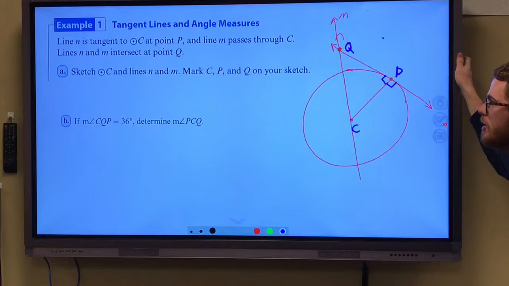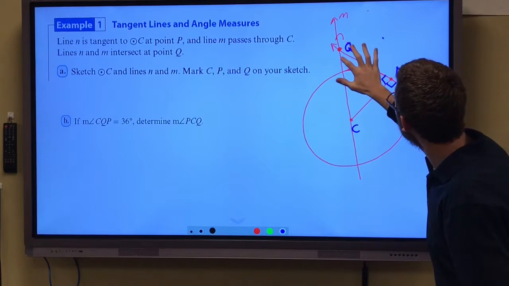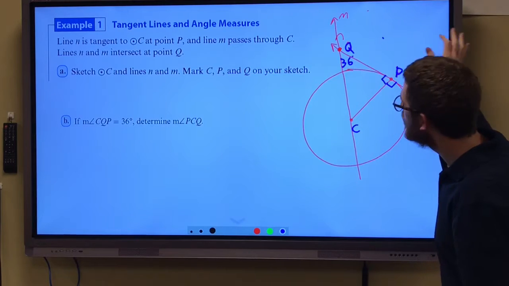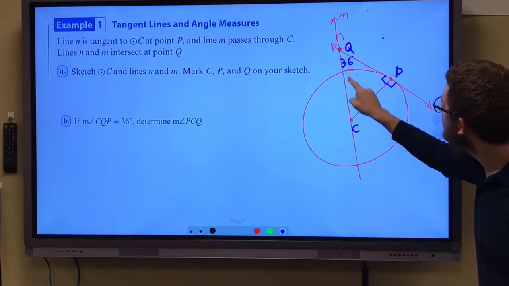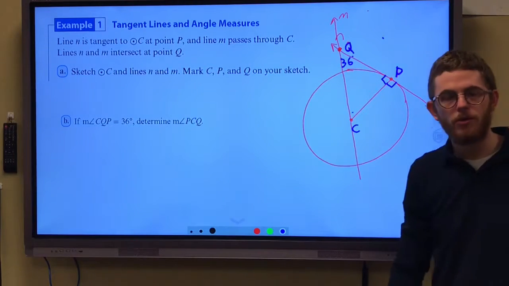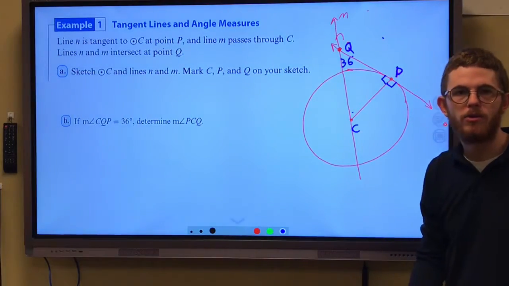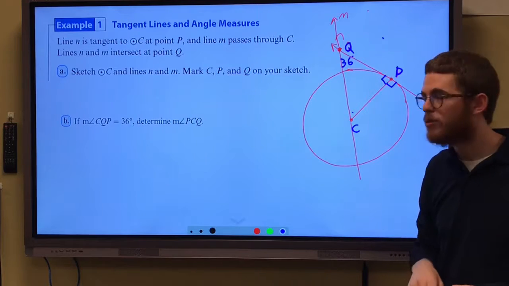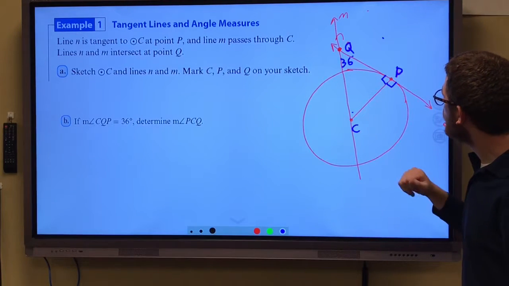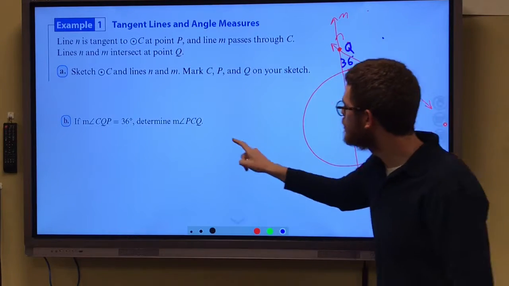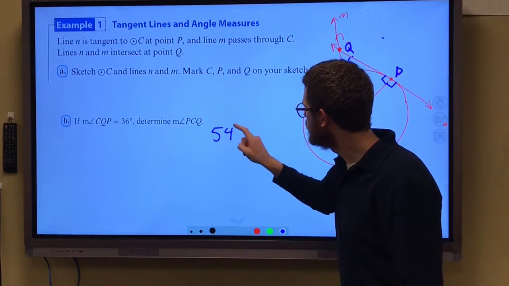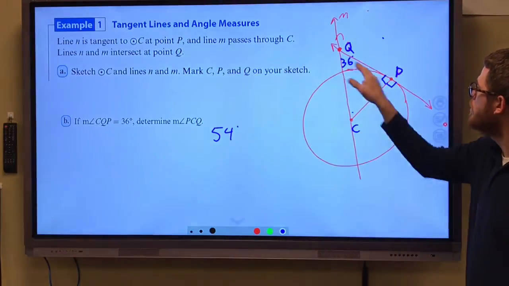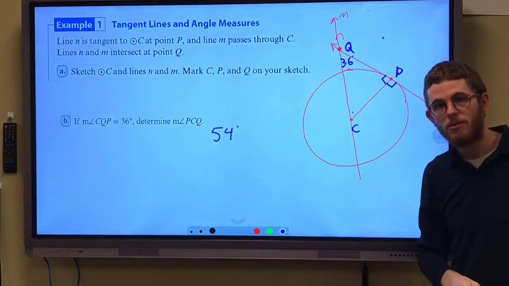If angle CQP is 36 degrees, CQP right here is 36 degrees, we want to find PCQ. We want to find the third angle to our triangle. Well, we can do that. The triangle angle sum theorem, we add up all three. They should all add up to be 180. And when we work through that, we see that this angle must be 54 degrees in order for all three angles of this triangle to add up to be 180.